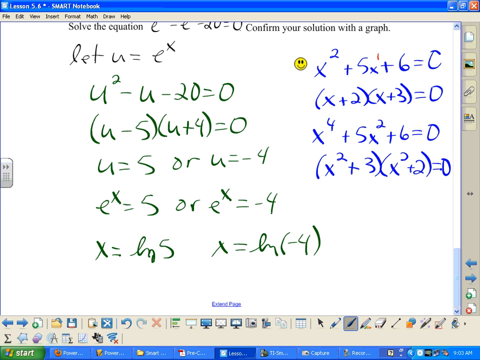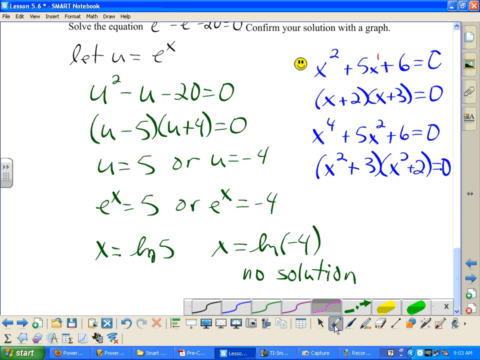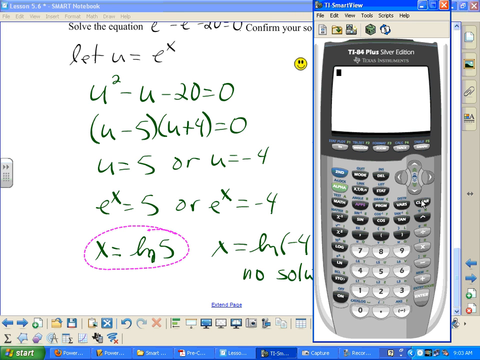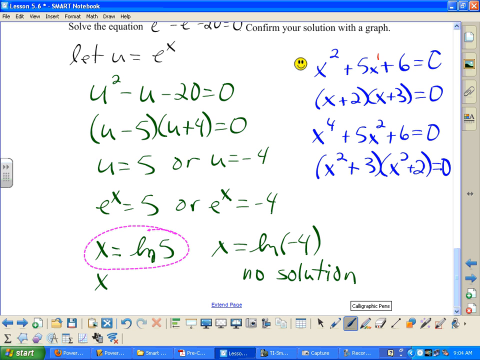Well, for x equals natural log of negative 4, there's no solution there because we cannot take the natural log of a negative number. So this part produces no solution. It's undefined. And then my answer for this other part is just going to be the natural log of 5, or you could take your calculator and type that in, natural log of 5, and we could say it's 1.609 approximately. And that would be our answer.